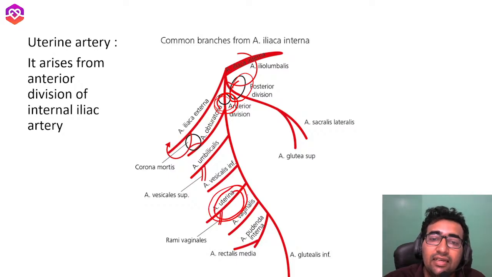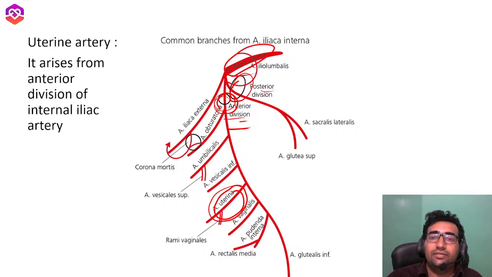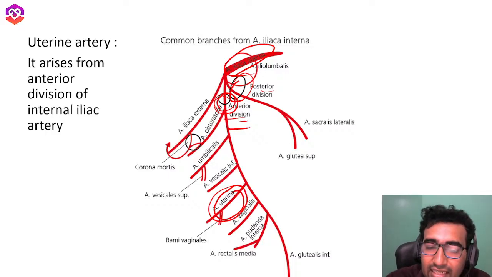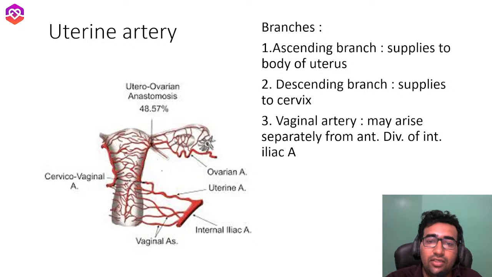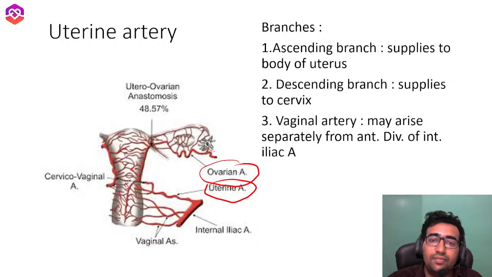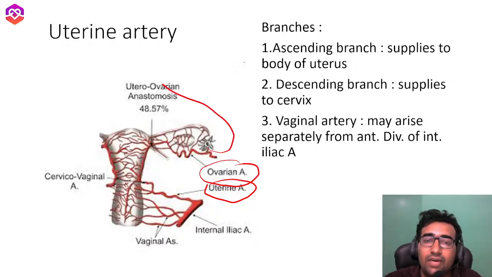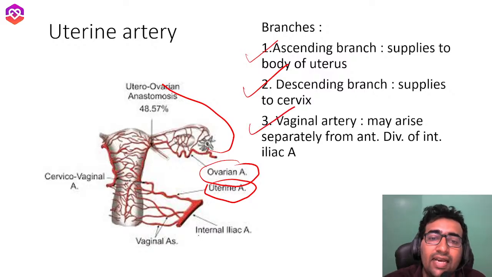The uterine artery gives rise to several other branches also. You have to remember that the uterine artery is a branch of the anterior division, not the posterior division, of the internal iliac artery. So we are discussing the uterine artery. First we discussed the ovarian artery, a direct branch of the abdominal aorta, and the uterine artery has several branches. The ascending branch supplies the upper part of the uterus. The descending branch supplies the lower part of the uterus. And the vaginal artery can be a branch of the uterine artery or a direct branch of the anterior division of the internal iliac artery. Both are there.